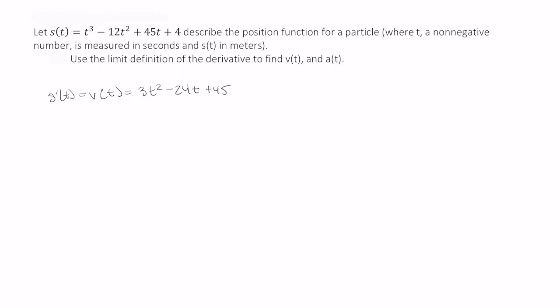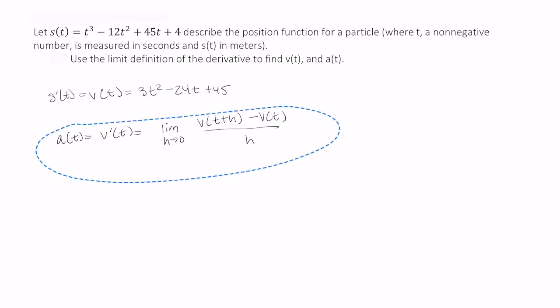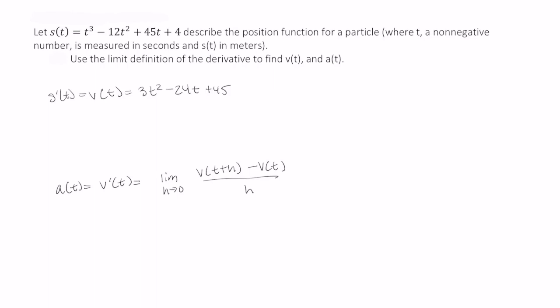acceleration of this object. So the acceleration of this object is the first derivative of velocity. Using the limit definition, we have the limit as h approaches 0 of v of t plus h minus v of t divided by h. Now, as always, I'm going to challenge you to try the algebra on your own. So that is, try to figure out what v of t plus h is.